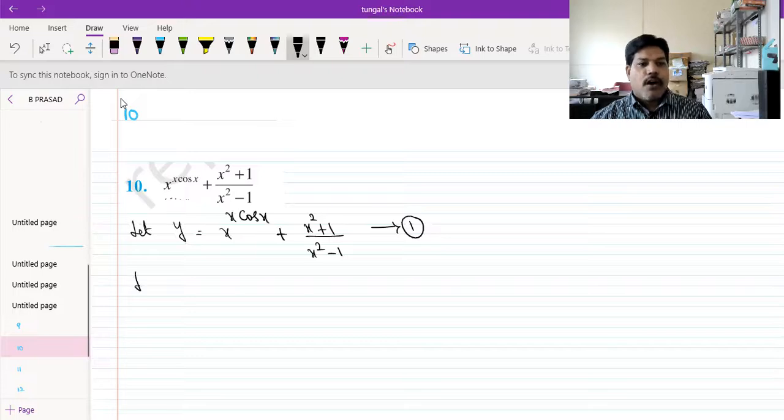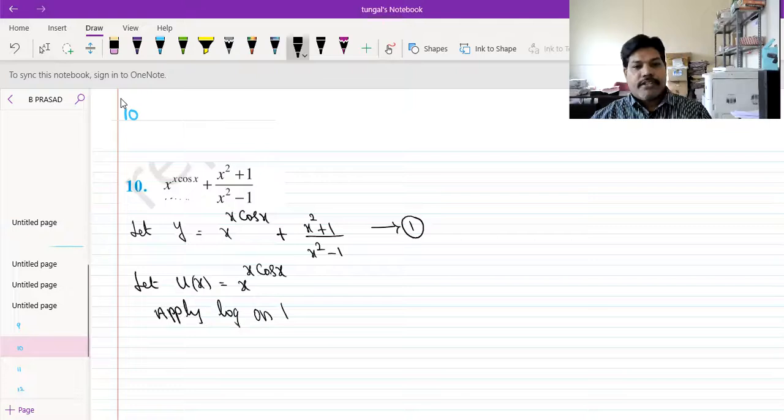So let u of x be equal to, take the first function as u. So it will become x power x cos x. Just apply the log on both sides. Apply log on both sides.